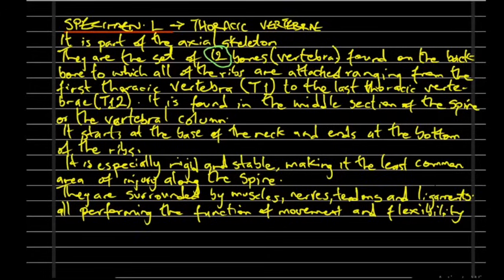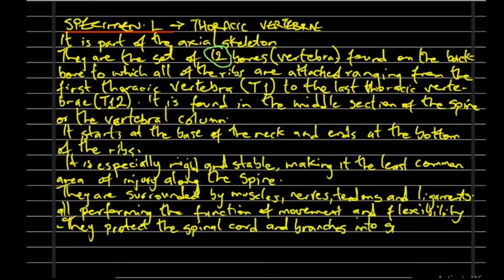See some other few functions of the vertebral column, like it is responsible for protecting the spinal cord and branching into spinal nerves. Some functions here. They protect the spinal cord and branch into spinal nerves.